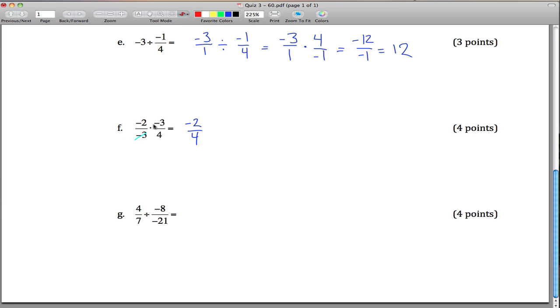So one way to do it would be to see that those cancel. And then this we can simplify a little bit. -2 over 4 is the same as -1/2.